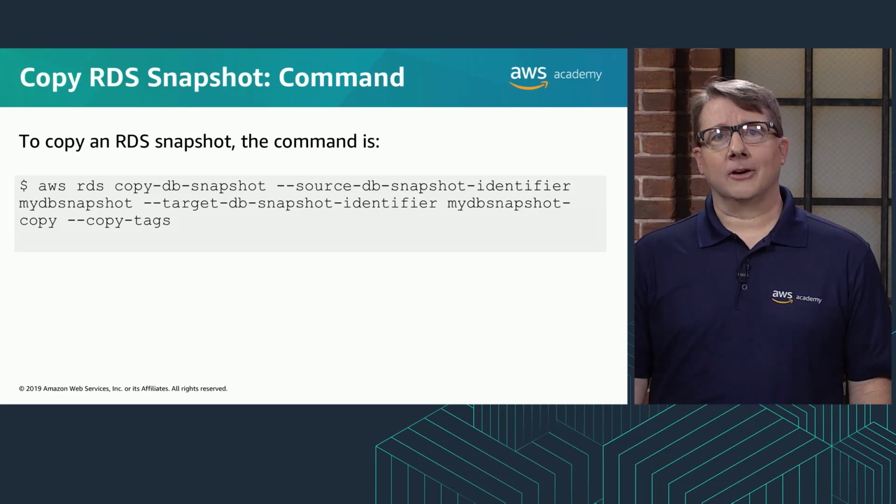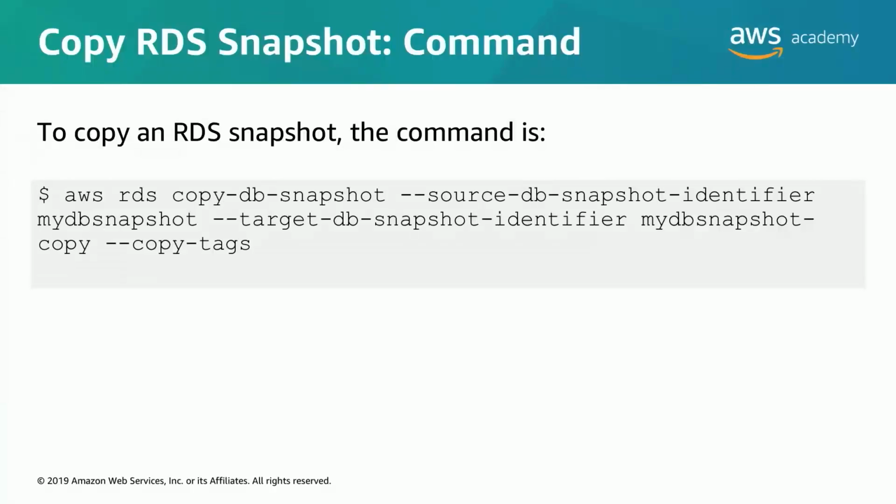Here's how to copy an RDS snapshot using an AWS CLI command. Note the optional flag of copy tags, which ensures that the new copy retains all the tags of the original. When the command is successful, it will return a response that includes information about the snapshot. The information includes the status of the snapshot, which will be shown as creating.